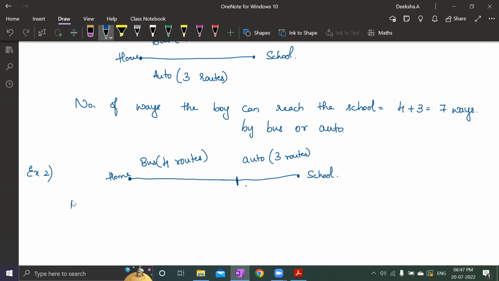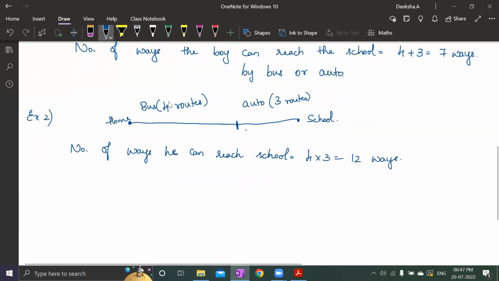So in how many ways can he reach school? Number of ways in which he can reach the school is, here it is 12 ways. 4 into 3, 12 ways.